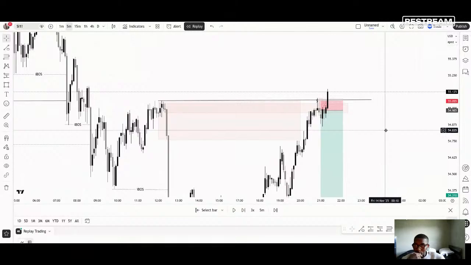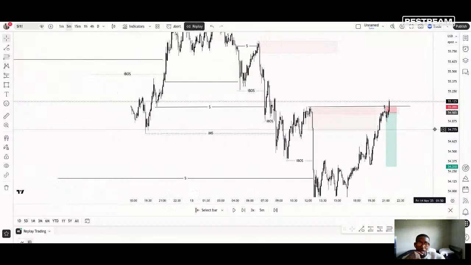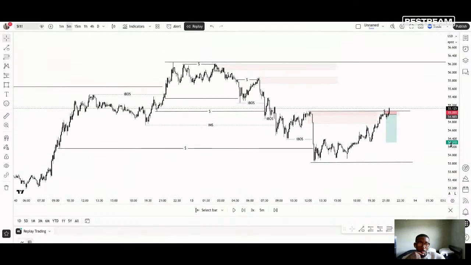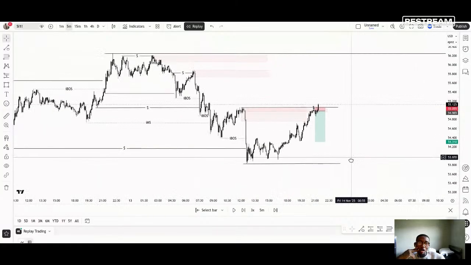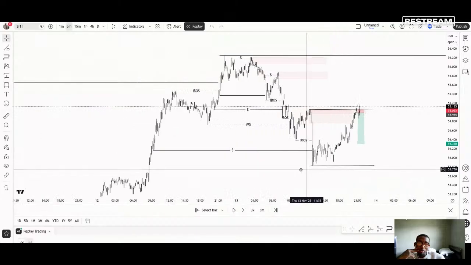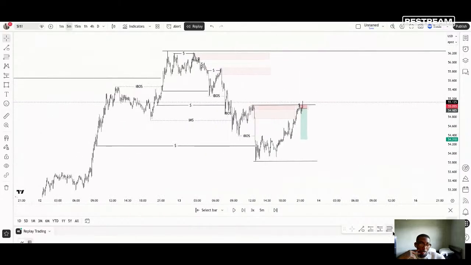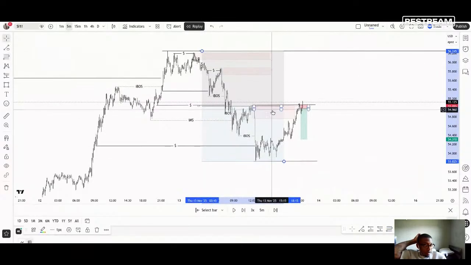Okay, so what caused it? More liquidity. Literally, liquidity. And also, I didn't even realize that. What also caused it is this right here. I'm trading in a demand, in a discount area. That's also what caused it.